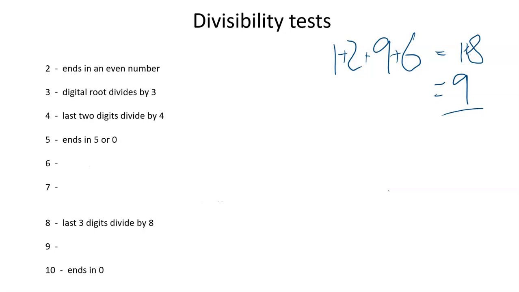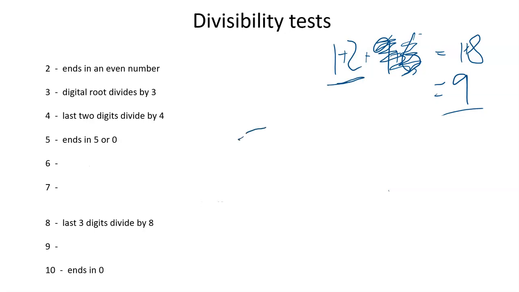But you can also be a bit clever, because if a digit divides by 3, you don't need to add it up. So 6, I don't need to add that up. I know that divides by 3, so it's not going to upset my digital root. 9 divides by 3, so I just have to do 1 plus 2, and if that divides by 3, which it does, it's 3, then it'll divide by 3.